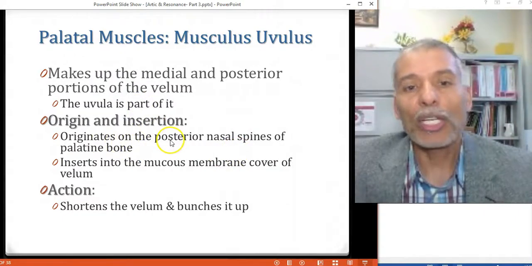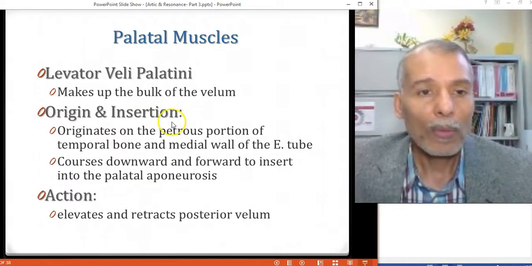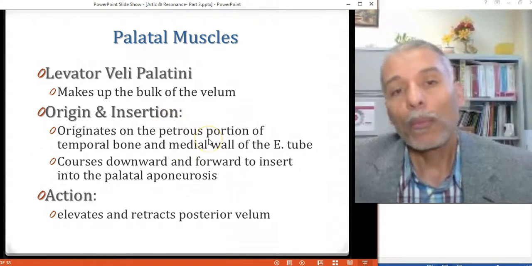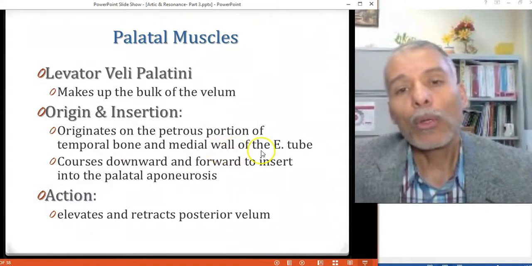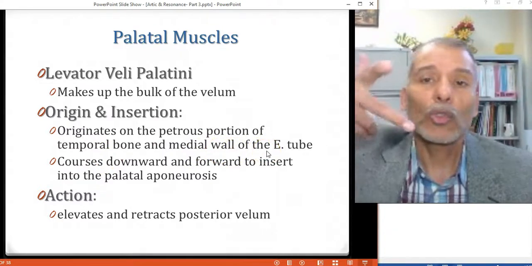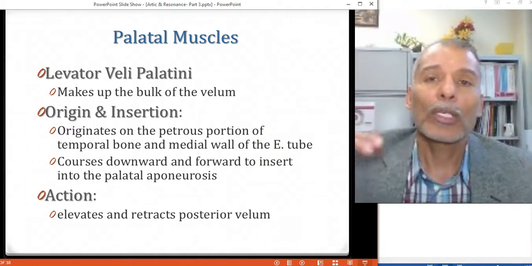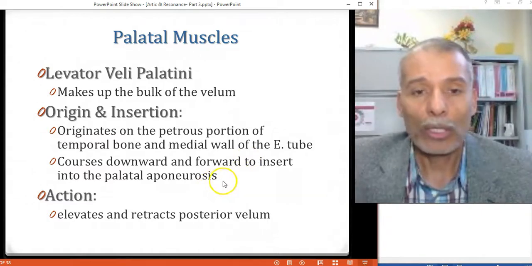So again, this muscle originates on the temporal bone, and also the medial wall of the eustachian tube. So it has 2 points of origin, and it courses downward and forward to insert onto the palatal aponeurosis.